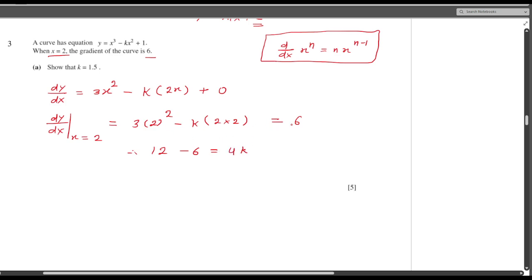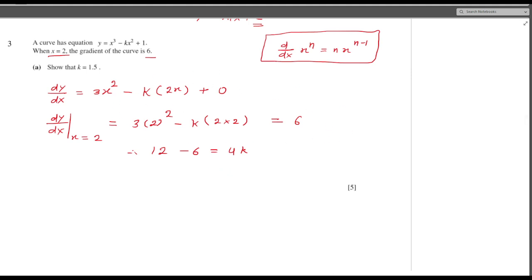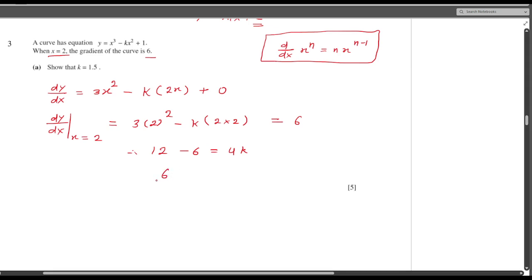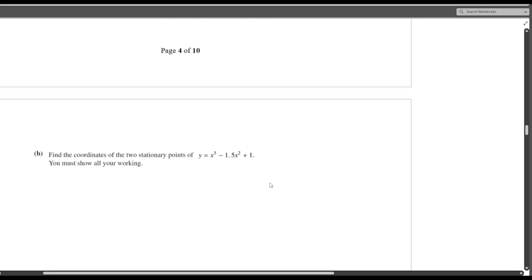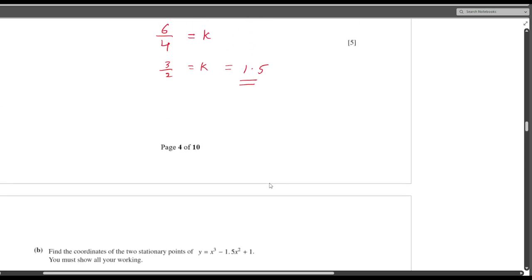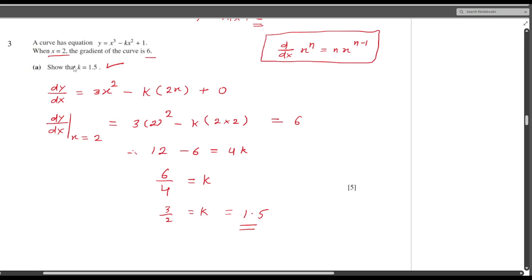I hope everyone is able to solve this linear equation. Now 12 minus 6 is 6, so my value of k is 6 divided by 4. 6 divided by 4 is what? 3 divided by 2. So the value of k is 3 divided by 2, which is equal to 1.5. So here the question is, show that k is equal to 1.5. Now this is k equal to 1.5. Okay, so this question number 3a is clear.